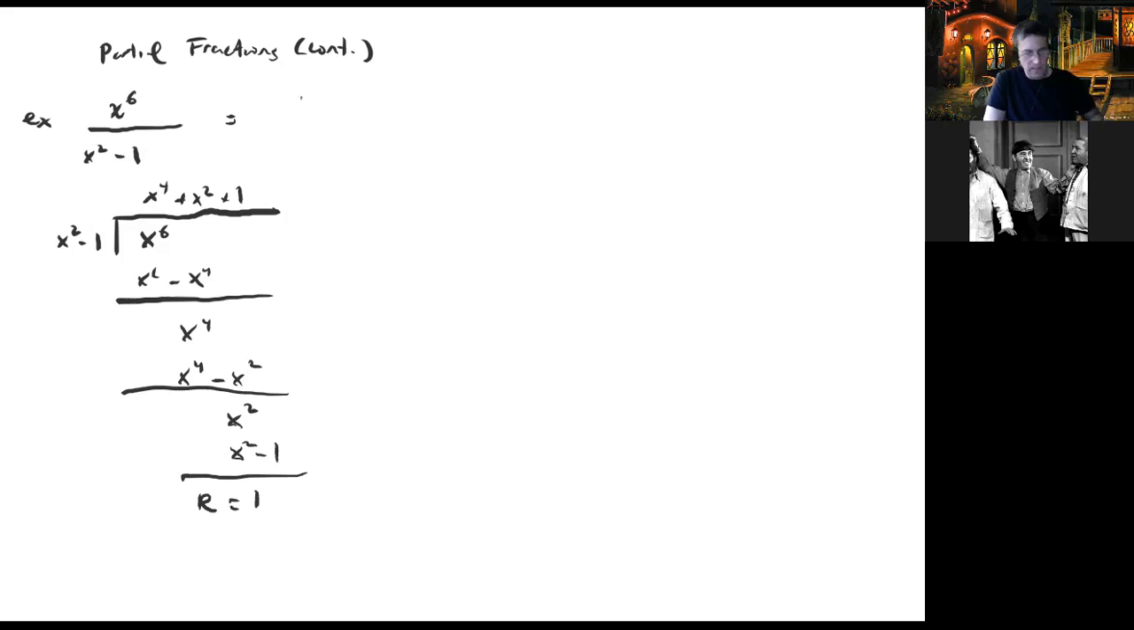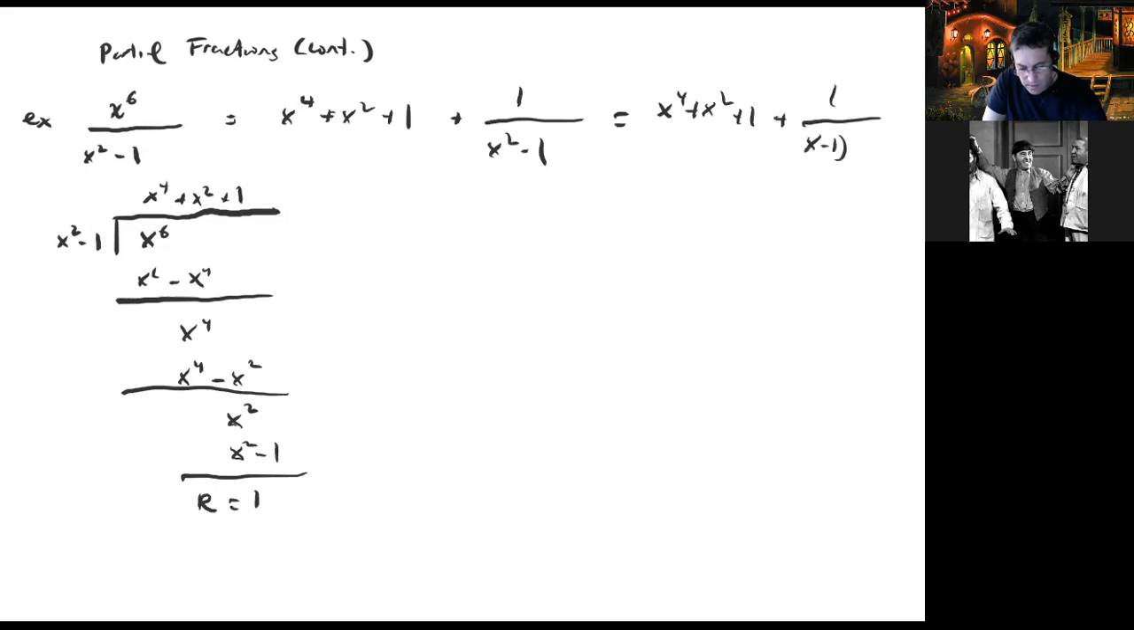So that tells me that x to the 6 over x squared minus 1 is given by the expression x to the fourth plus x squared plus 1 plus the remainder, which is 1 divided by x squared minus 1, which we can think of as x to the fourth plus x squared plus 1 plus 1 over x minus 1 times x plus 1. And we have to find the partial fraction expansion of that second term appearing in what I just wrote. So let me do that over here.